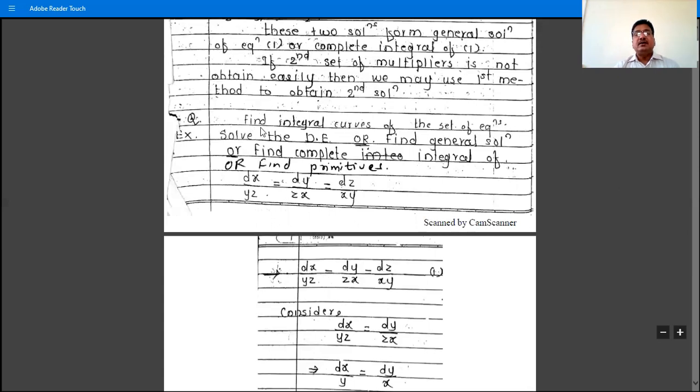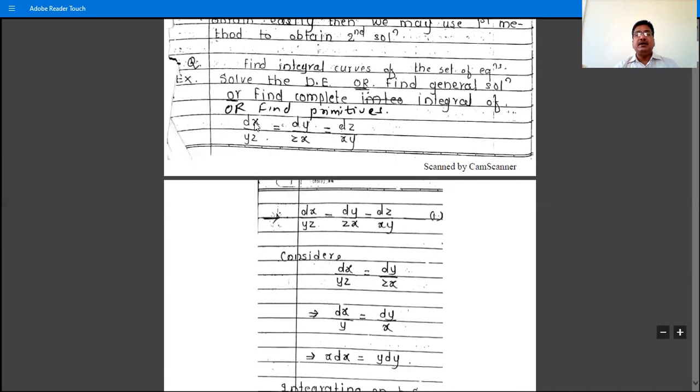So the question is: find the integral curves, or find the general solution, or find the complete integral, or find primitives. Find integral curves of the set of equations, or solve the differential equation. And the differential equation is dx by yz, dy by zx, and dz by xy.